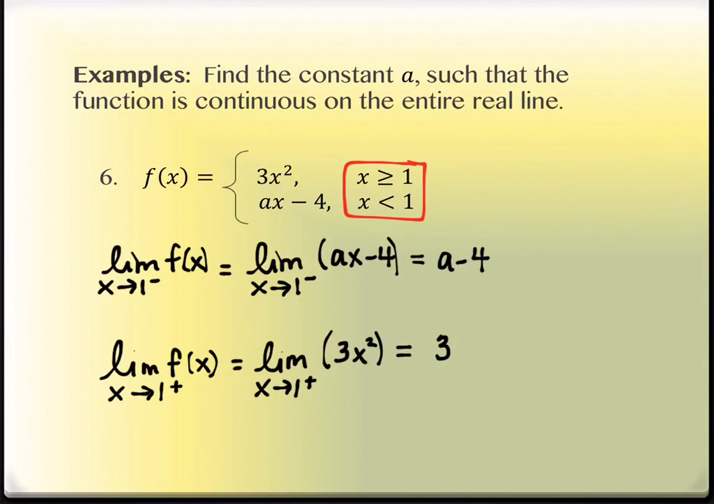And according to the previous definition and the things that we've been talking about over and over again, the only way that this is continuous, that the limit exists, is if they actually meet up from the left and from the right. In other words, these two have to be equal to each other, or it's not going to work. So a minus 4 actually has to equal 3. What's a? 7. That's all there is to it. a equals 7.